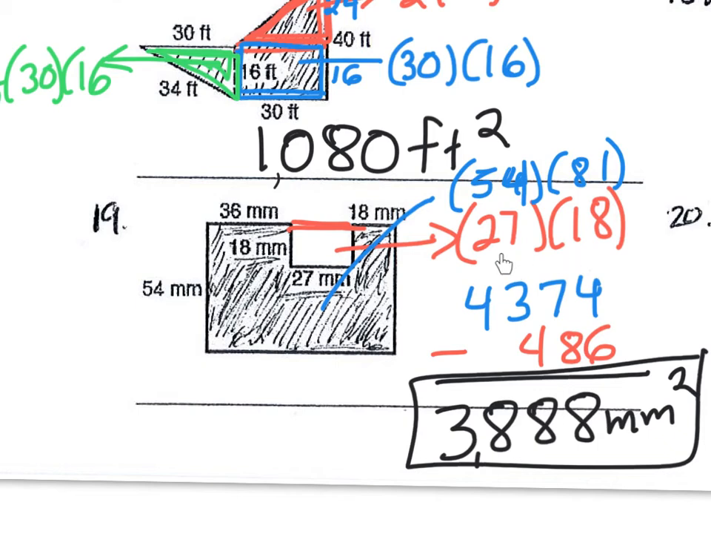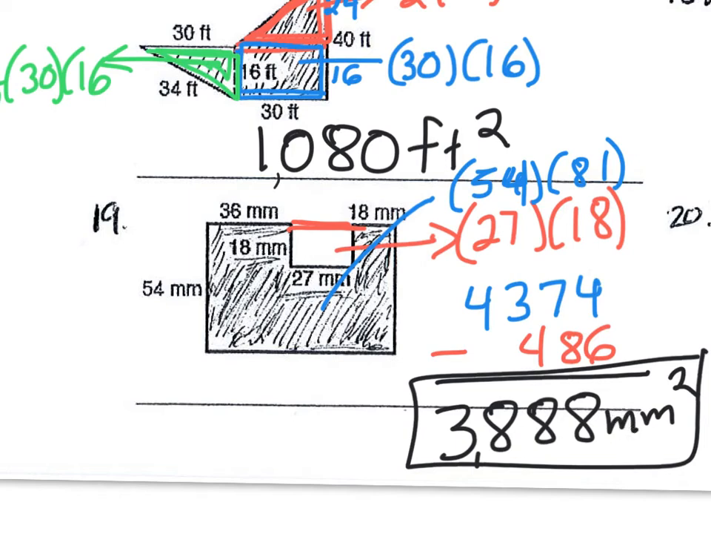Okay. Now number 19. In 19, you're supposed to subtract that empty rectangle that you have here, the 27 by 18 millimeters. Subtract it from the 54 times, when you add 36, 27, and 18. Did you get 54? No, I'm sorry, 81. And then when you multiply those two numbers, it is 4,374. And then subtract the empty space here, which is 486 square millimeters. And the difference is 3,888 square millimeters.